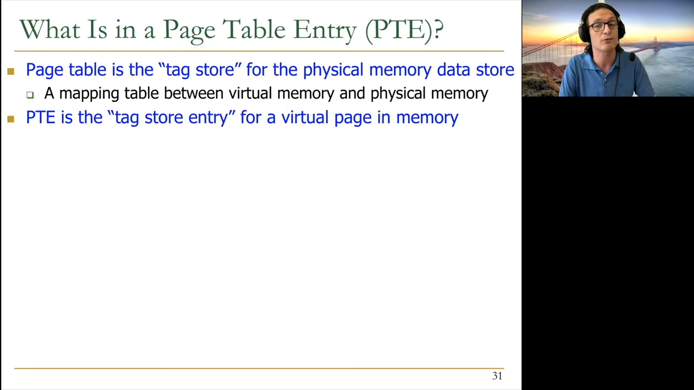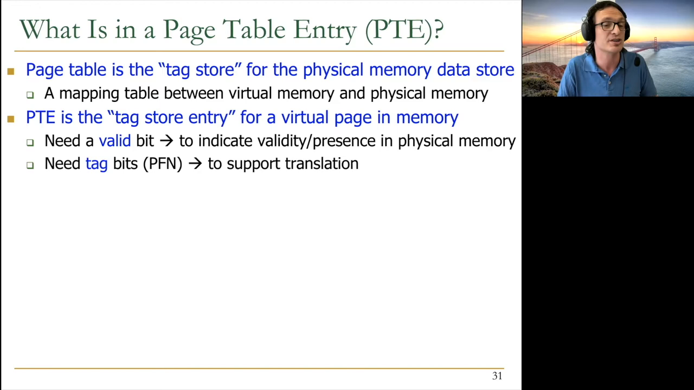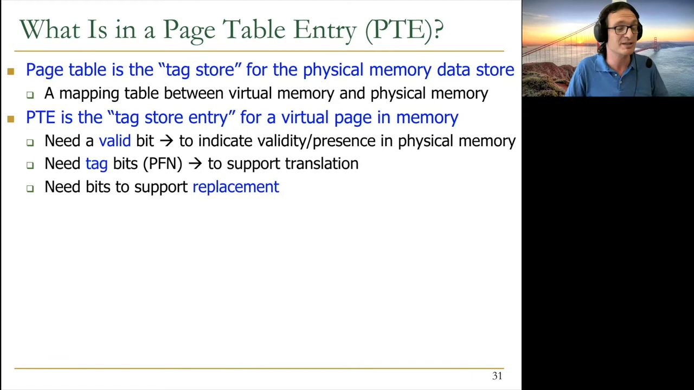So you need a valid bit. You need to indicate validity of or presence of this virtual page in physical memory. You need tag bits, physical frame number or physical page number to support translation, of course. You need bits to support replacement: what page gets replaced from physical memory if the physical memory is full and you need to bring in another page from the disk.